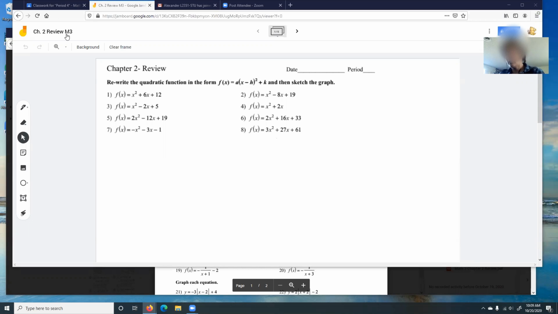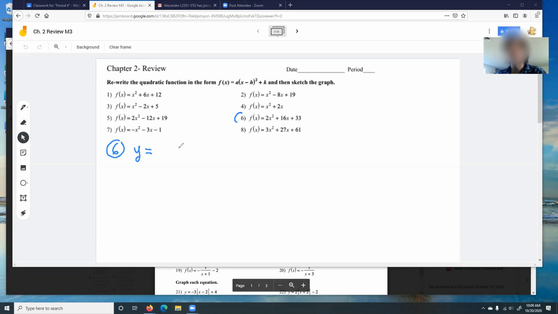Number 6. So we're going to start with number 6. Let me get my pen up here. Change from red to blue. All right. So I'm doing number 6 here, and just a review of completing the square. This will help you with your quiz today.